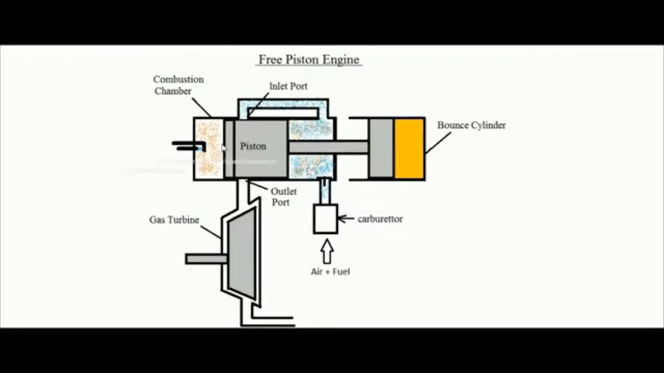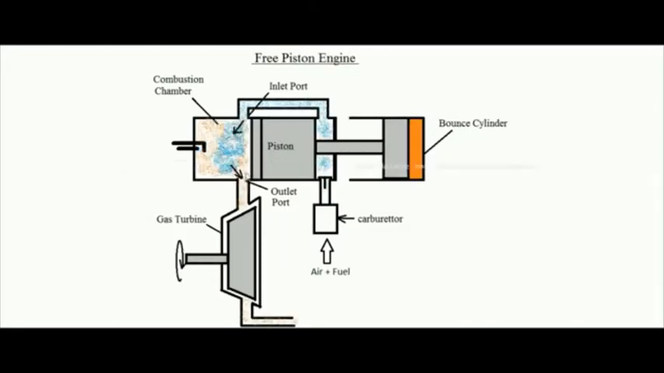Now with further expansion of these burned gases over the left hand side of this piston, ultimately when the piston removes itself from the way of the outlet port and inlet port, two things will happen simultaneously. The burnt gases over here will go out from this outlet port and reach this gas turbine. Since these gases are still hot, these hot gases will expand in this gas turbine, so work is developed in the gas turbine.